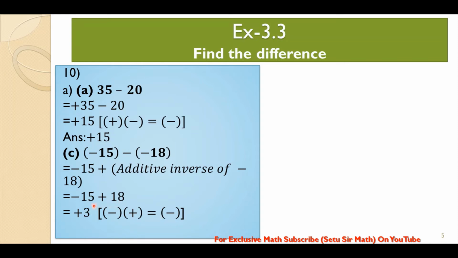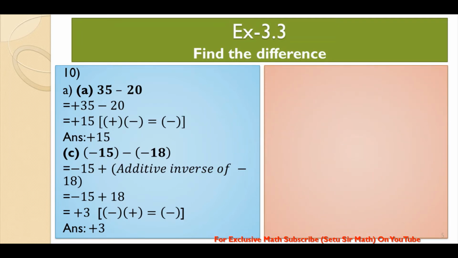So from 18, if we subtract 15, we will get 3. And the sign obviously will be the bigger number sign. In here you can see the bigger number is 18 and that number's sign is plus. So the answer will be plus 3. Answer is plus 3.